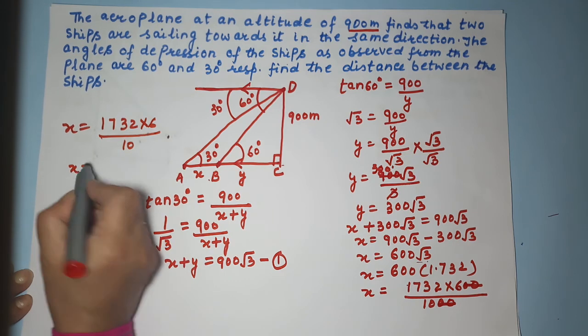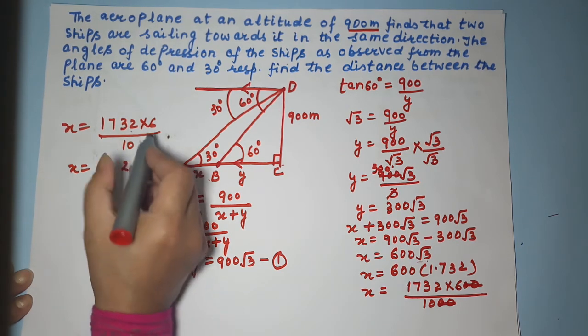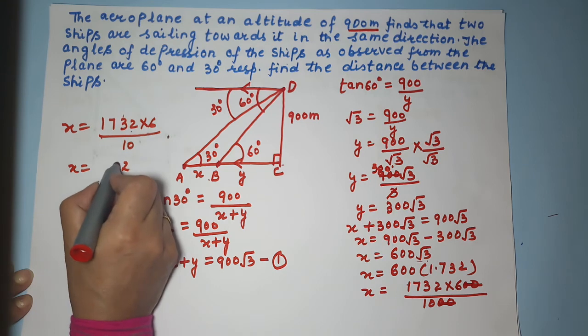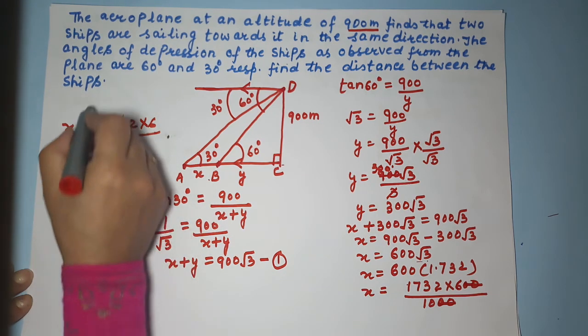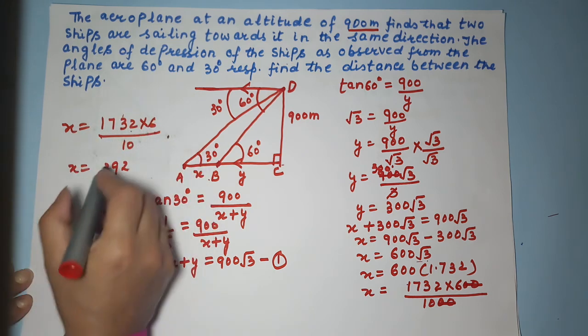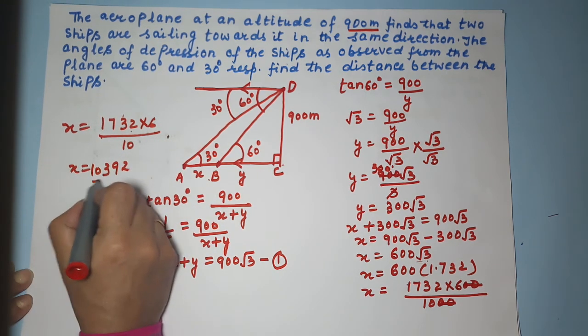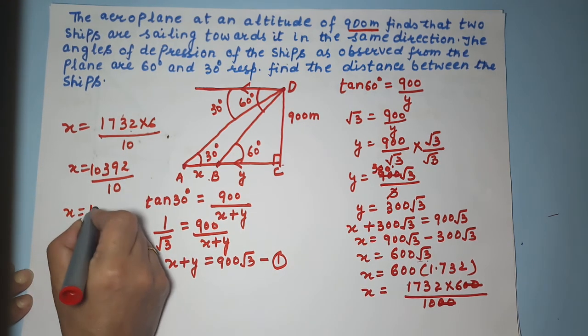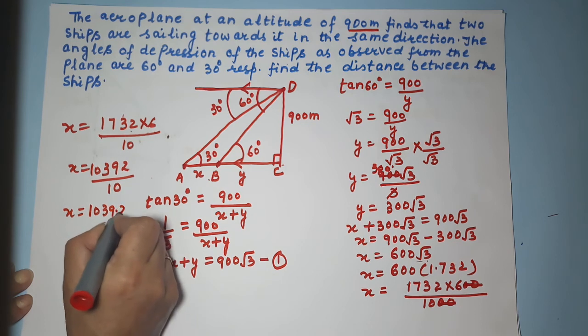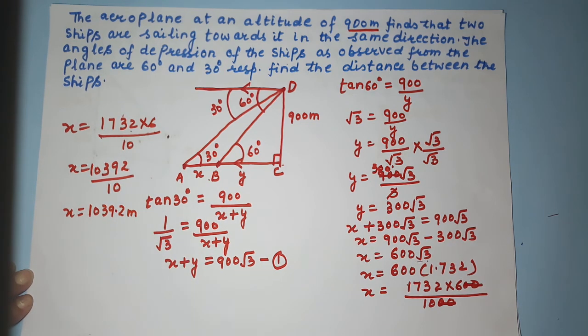So my x is equal to: 6 2s are 12, 1 carry; 6 3s are 18 and 1 is 19, 1 carry; 6 7s are 42 and 1 is 43, 4 carry; 6 1s are 6, 7, 8, 9, 10. And then we have this 10 here. So finally my x is equal to 1039.2 meters. Be very careful when you are doing such calculations. Never try to do these calculations in head, because otherwise you will mess up sometimes.